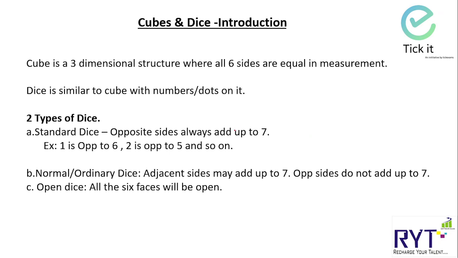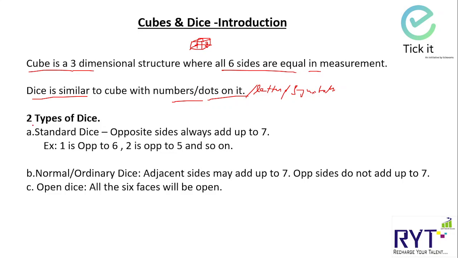Let us understand what a cube basically is. A cube is a three-dimensional structure where all six sides are equal in measurement. A cube will be something like this, right? All six sides will be equal in measurement. Okay, this is a cube. Now what is a dice? A dice is a cube on which numbers will be written, like 1, 2, 3. Numbers, dots, or even letters or symbols might be written. That's the difference between a cube and a dice.